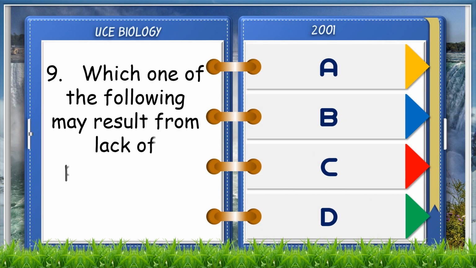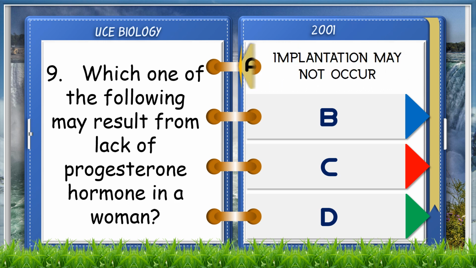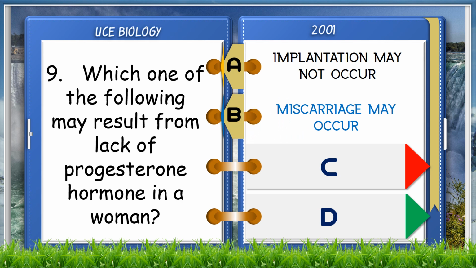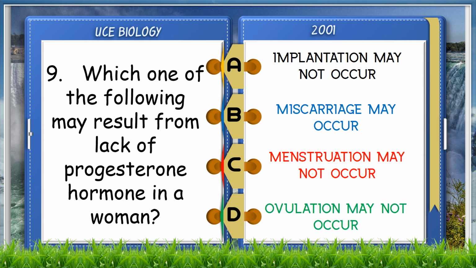Which one of the following may result from lack of progesterone hormone in a woman? A. Implantation may not occur. B. Miscarriage may occur. C. Menstruation may not occur. D. Ovulation may not occur. The answer is B. Miscarriage may occur.